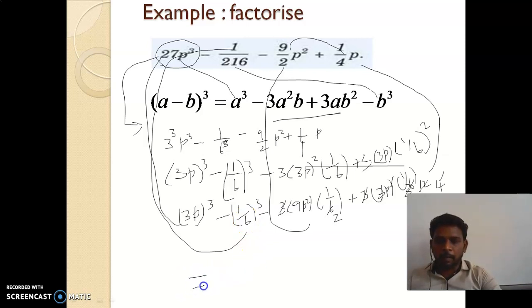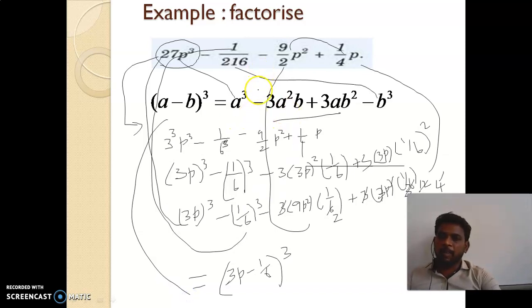So how can we write this now? So (3p minus 1 by 6) whole cube. Okay, so this is nothing but the left hand side expression, because the given term is nothing but the right hand side expression. So we have converted this into the left hand side expression.